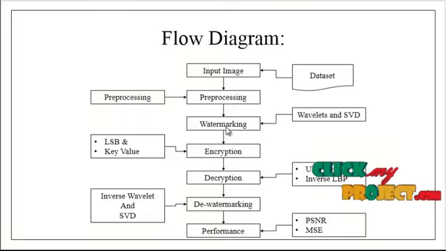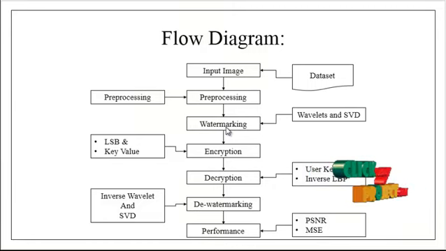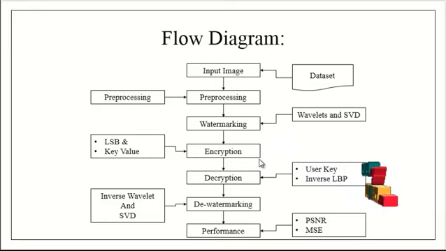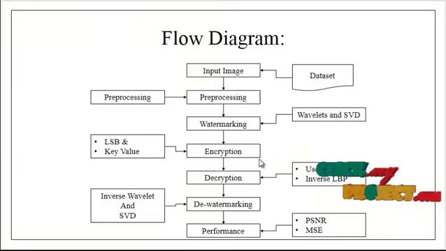After the pre-processing, we move to the third stage of the project, that is the watermarking. In this watermarking, as you know, we have to embed one image into another image. For that, we are using two kinds of algorithms to embed one image into another, the wavelets and SVD. These are the two algorithms we are using to watermark one image with another.